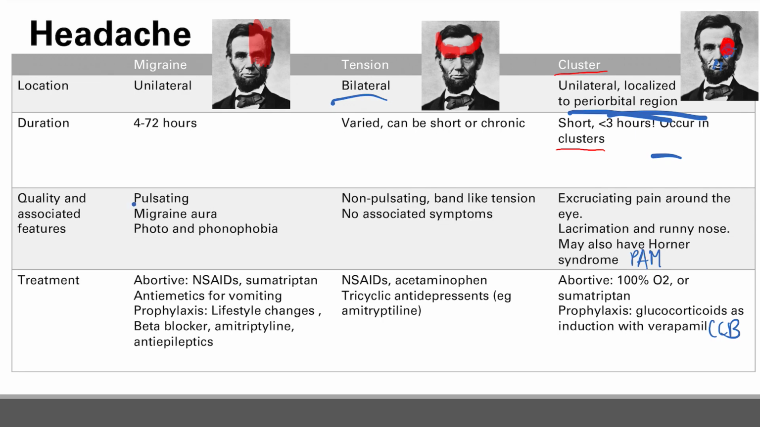And then finally, associated symptoms for migraine are very telling. The pulsatingness, the aura is very telling, and also the photophobia. And then for the tension headache, it's just that band-like tension, no other symptoms. And then cluster is also very telling because you have all this wateriness. So you have wateriness in the eyes and wateriness in the nose. And the treatment here, just remember that 100% O2 is very characteristic for the cluster headaches. And yeah, that's it for headaches.